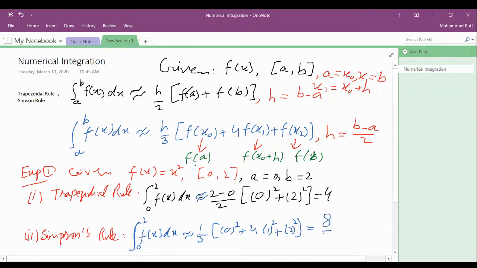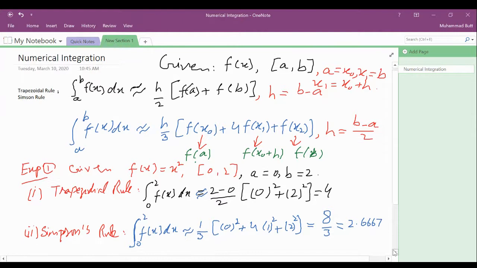So 8 over 3, and you can approximate the value. This is how we have calculated the number. If you want the value of 8 by 3, you just compute it using your calculator, and it will be 2.66666, and we round it to 2.667.